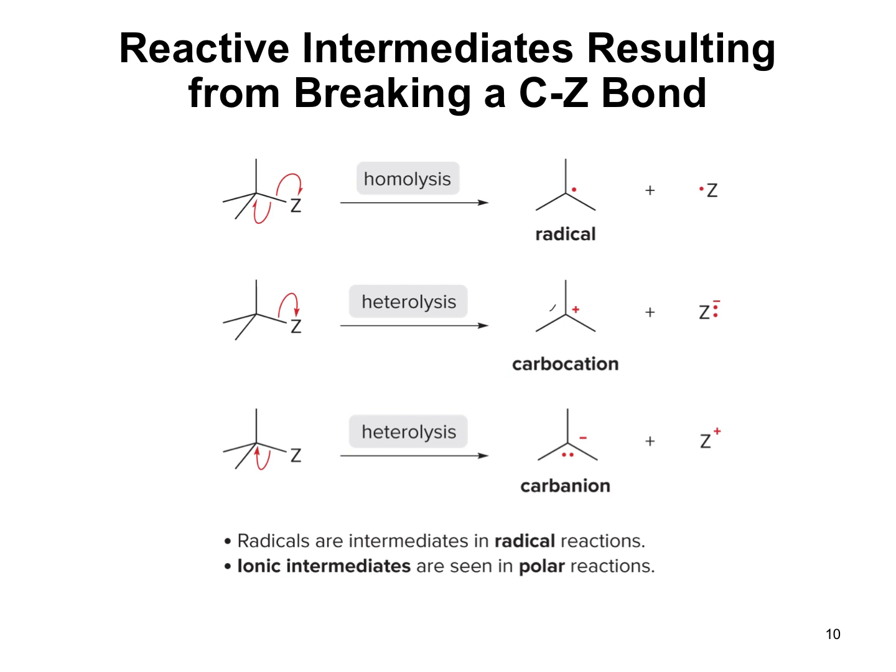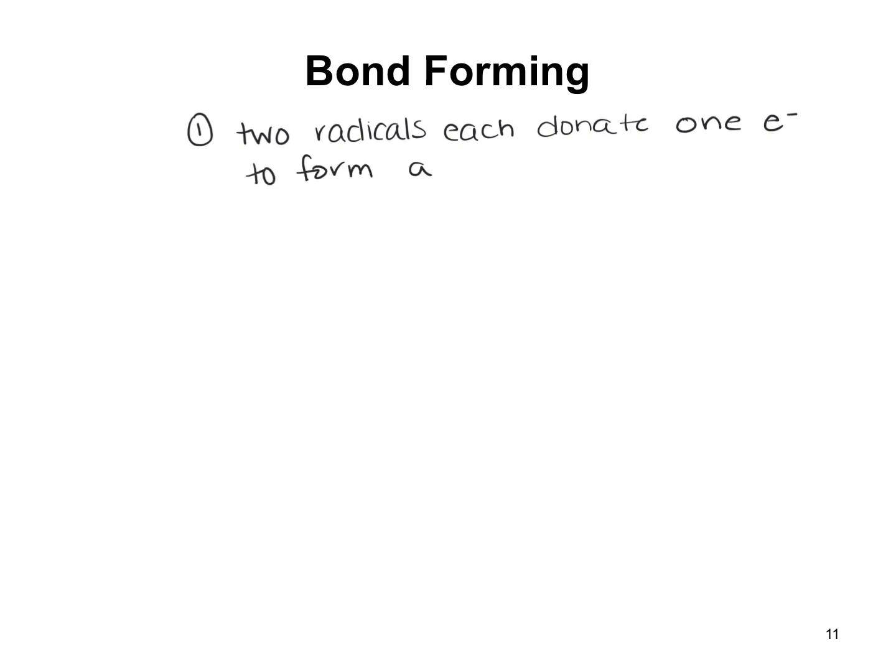Now, we've talked a lot about how bonds break, but let's also talk about how they form. That's the other part of organic chemistry. So bond forming occurs in two ways. The first way is that two radicals each donate one electron, and that forms a 2-electron bond. So let's look at that.